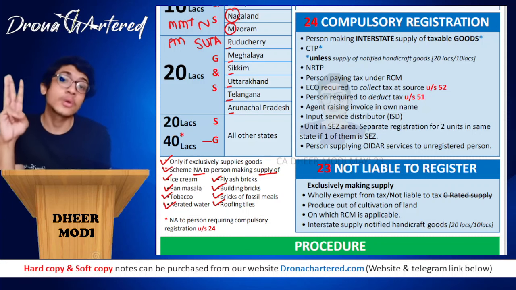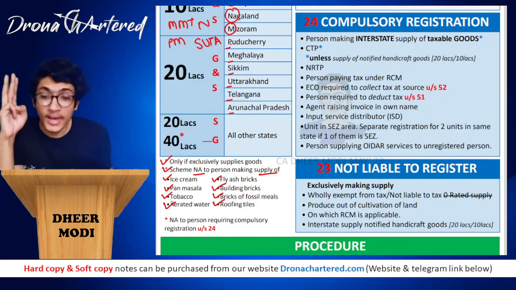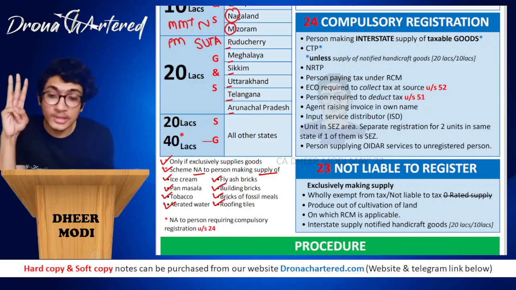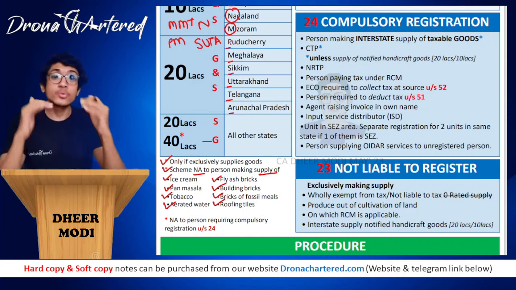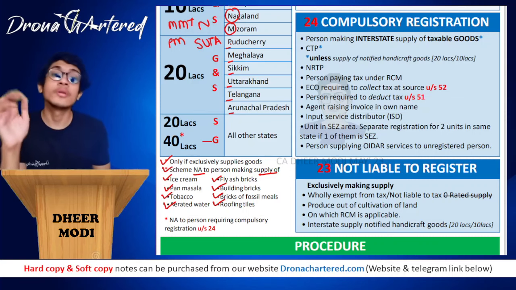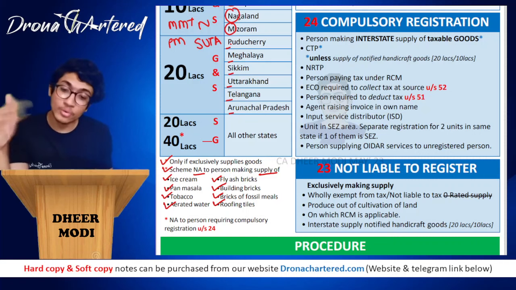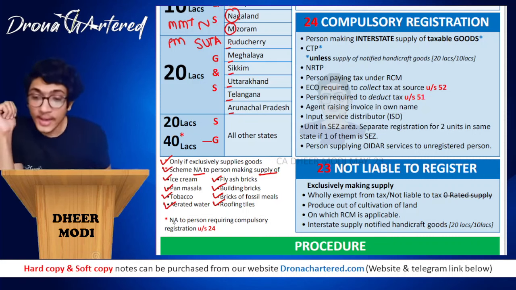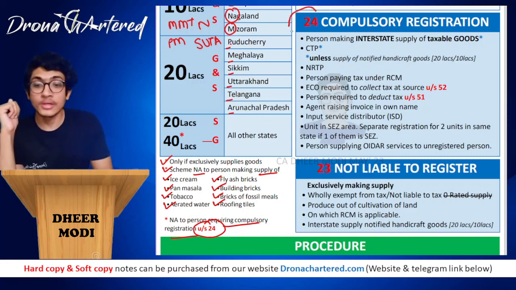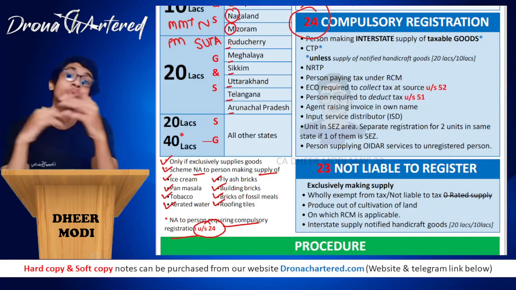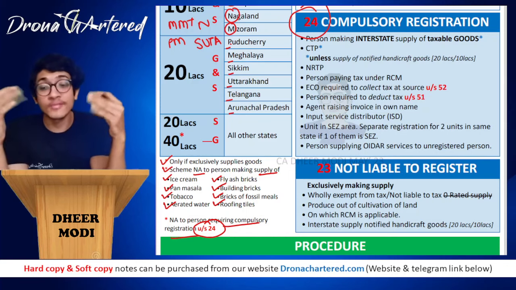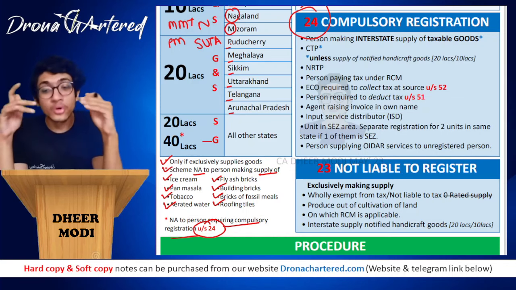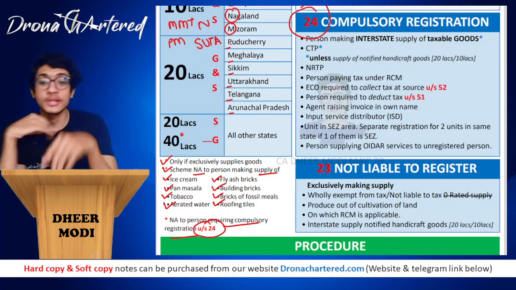Ice cream, pan masala, tobacco, these are easy. These were already there before also. Aerated water was also added, but these fly ash bricks, building bricks of fossil meals, and your roofing tile, that is the tile that you use on the roof. If they make supply of these, they will not be eligible for the 40 lakh thing. They will have to come under the 20 lakhs limit. Okay. And it is not applicable to a person requiring compulsory registration under section 24. So over here, as you can see, there are some people under section 24 who have to take compulsory registration. That is irrespective of whether they reach the limit or not. These people have to compulsorily take registration under GST.